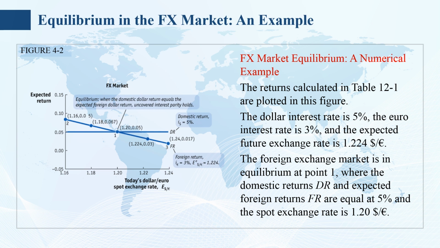At point 2 in figure 4.2, foreign returns are above domestic returns, with the spot exchange rate of $1.16 per euro and an expected future exchange rate as high as $1.224 per euro. The euro is expected to appreciate by 5.5%, which is equal to 1.224 over 1.16 minus 1.